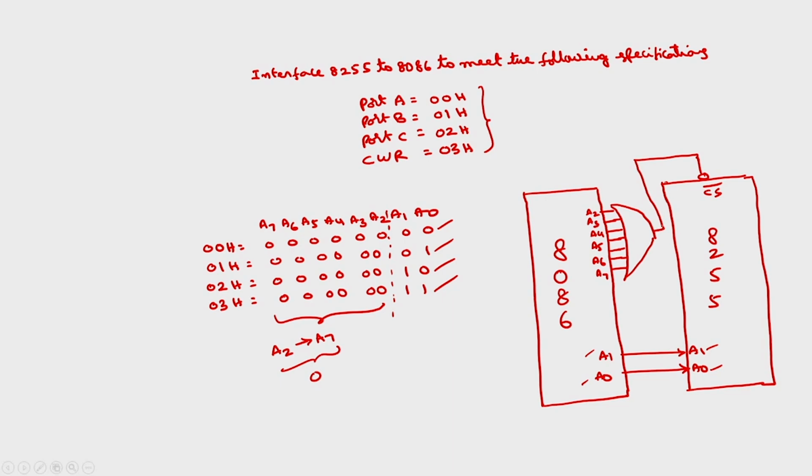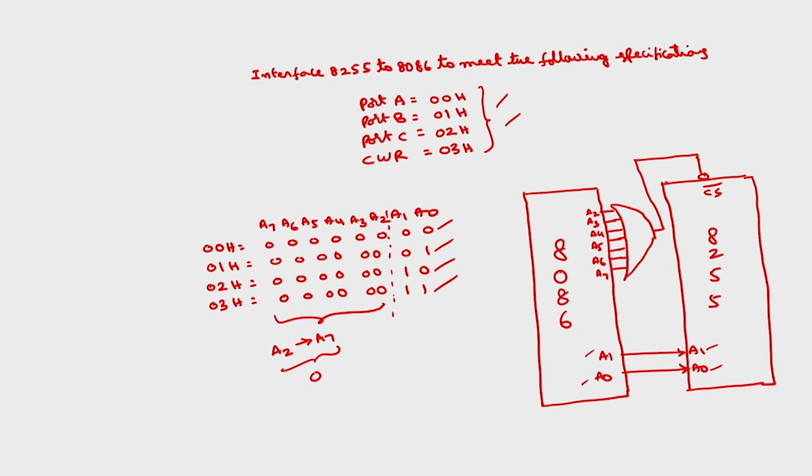So for an OR gate, if all the inputs are 0, the output is 0. If any one of the inputs is 1, the output is 1. Okay. So this is how you can connect 8255 in a given location, or for given connections we can find out what the addresses of port A, port B, port C and the control register are. Okay. So this is how we can connect 8086 and 8255.